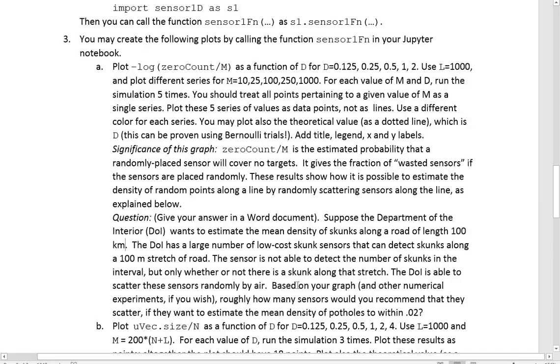So the sensor is not able to detect the number of skunks, but only whether or not there is a skunk. The DOI is able to scatter these sensors randomly by air. So they're just scattering them randomly. This matches our scenario of points, which are the skunks, and intervals, which are the sensors. So based on your graph above, and other numerical experiments if you want, estimate how many sensors you recommend they scatter if they want to estimate the mean density of skunks.